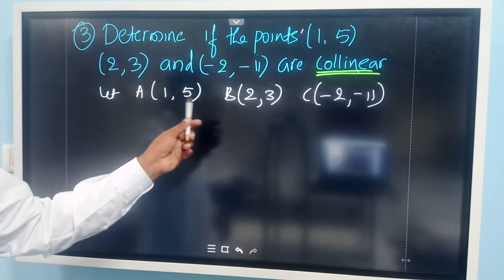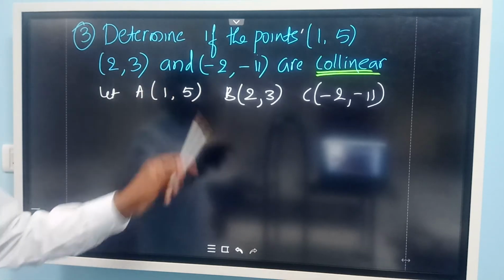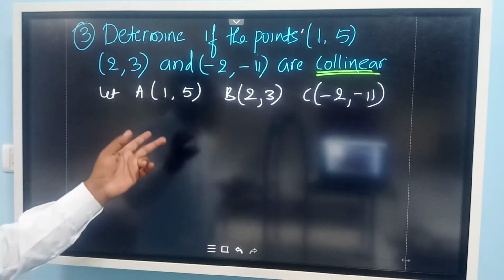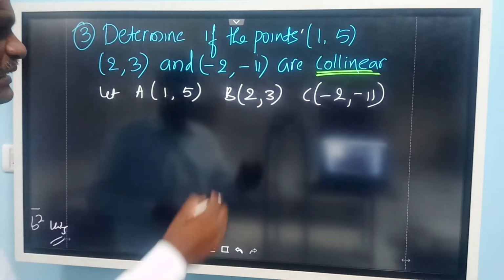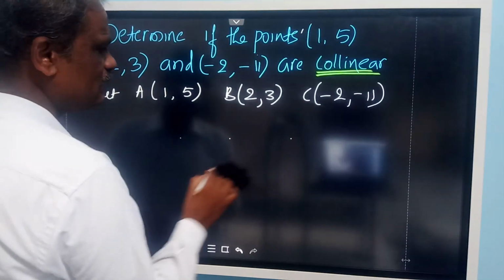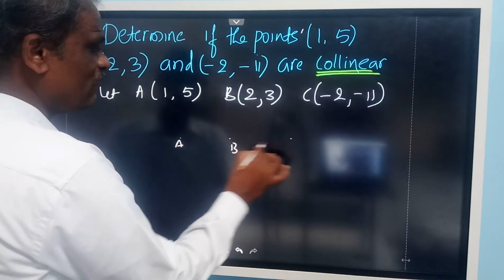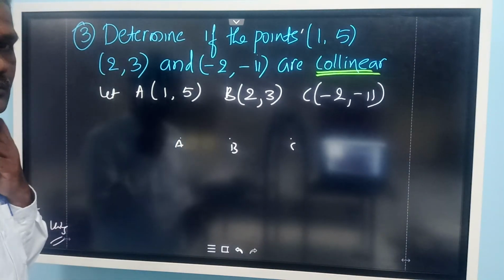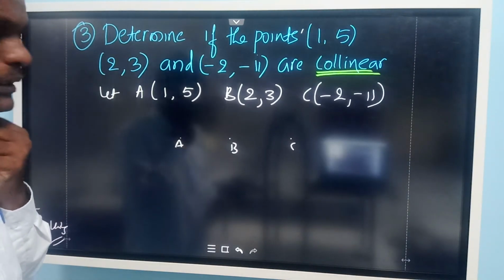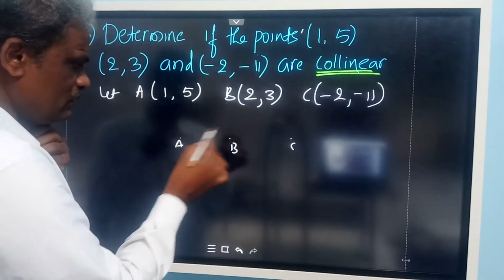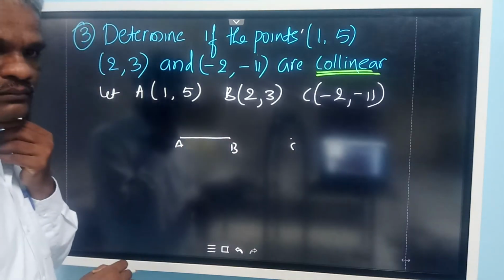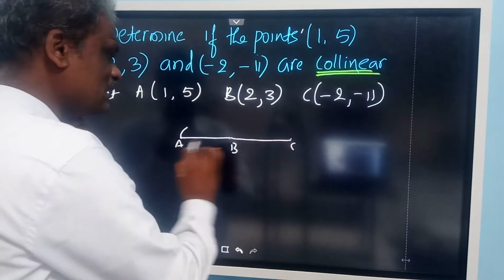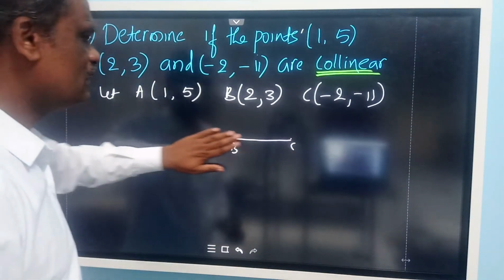I have to verify whether A, B, C are collinear or not. For that, what do you have to do? We have to check whether the distance AB plus BC equals AC. You need to find the distance AB, the distance BC, and also the distance AC. So three distances you have to find.